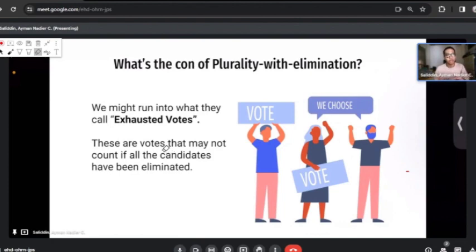Another issue with this method is that some people might be able to manipulate their votes. Knowing that their second choice is probably going to win, they might do something with that. Those are the cons of plurality with elimination method. Now we can go ahead and talk about the Borda count method.